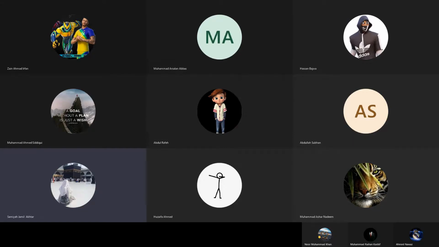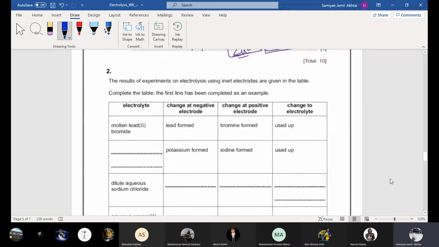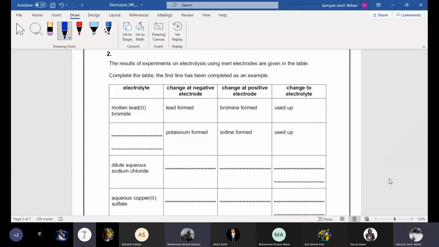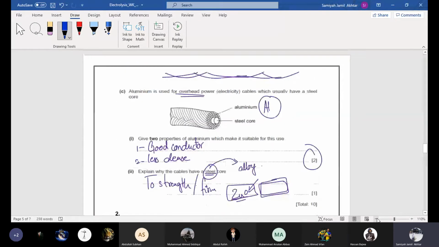Let's start. Okay, I hope you all have opened the worksheet. Can you see the screen? Yes, ma'am. Okay, good. Let's complete this table. Complete the table. The first line has been completed as an example.